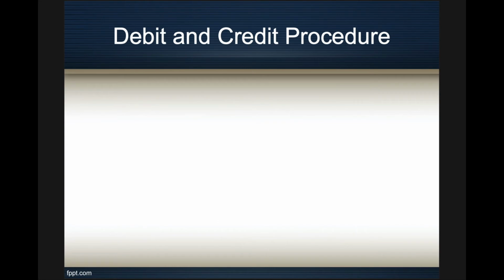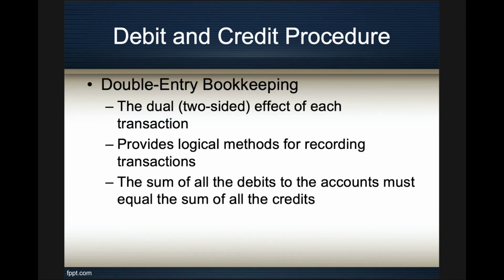So the debit and credit procedure is one of the crucial things in accounting. And this is what we call double entry bookkeeping, wherein the dual effect of each transaction is being recorded. So meaning the two-sided effect. If one side increases, then the other side is also affected. It provides a logical method for recording transactions. And the sum of all the debits to the accounts must equal the sum of all the credits.